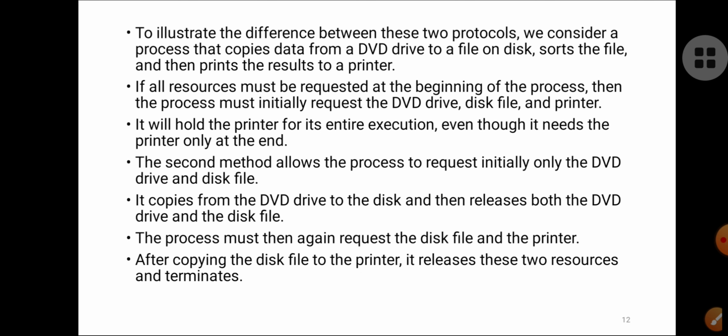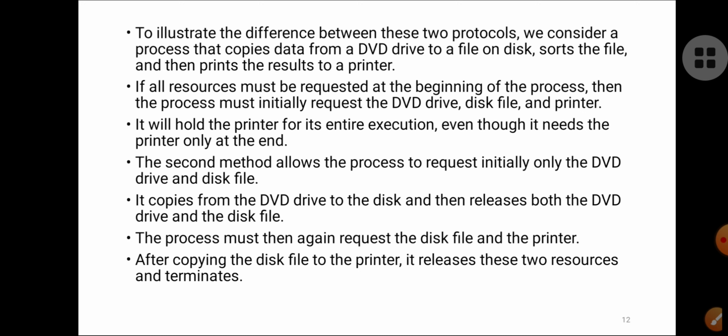To illustrate the difference between these two protocols, we consider a process that copies data from a DVD drive to a file on a disk, sorts the file, and then prints the results to a printer. If all these resources must be requested at the beginning, the process must initially request the DVD drive, disk file and printer. It will hold the printer for its entire execution, even though it needs the printer only at the end.